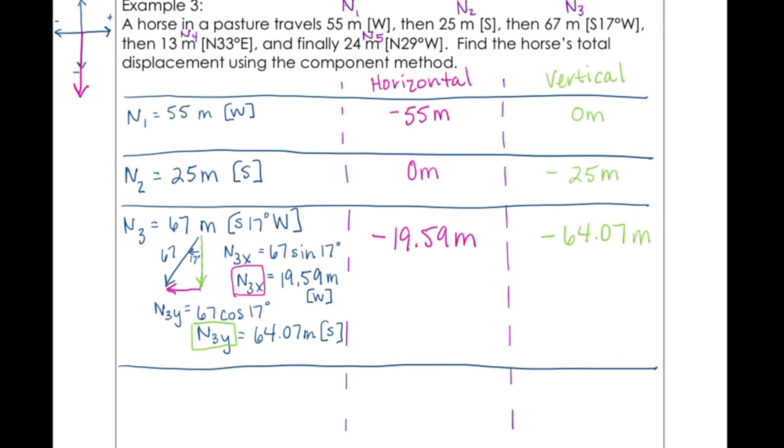Our next portion for N4 is 13 meters north, 33 degrees east. Okay, so let's draw our little triangle. So we're going east, 33 degrees. Okay, so our vertical is here, and our horizontal is here.